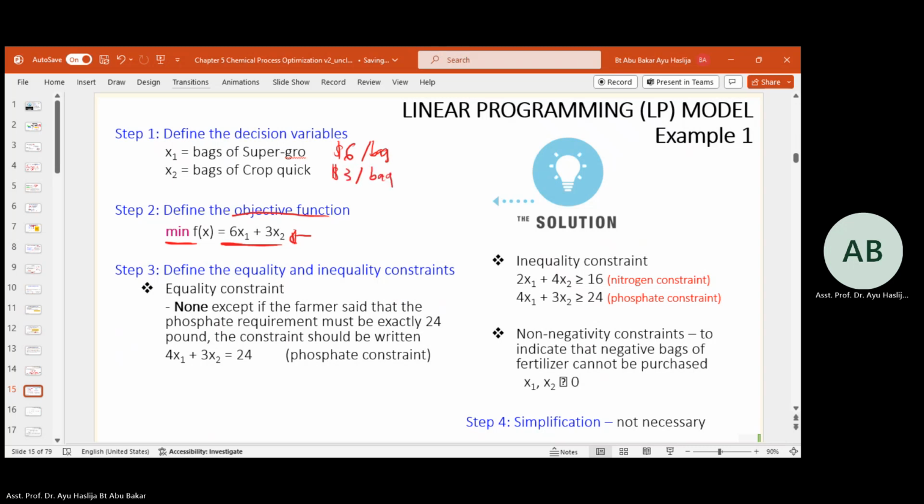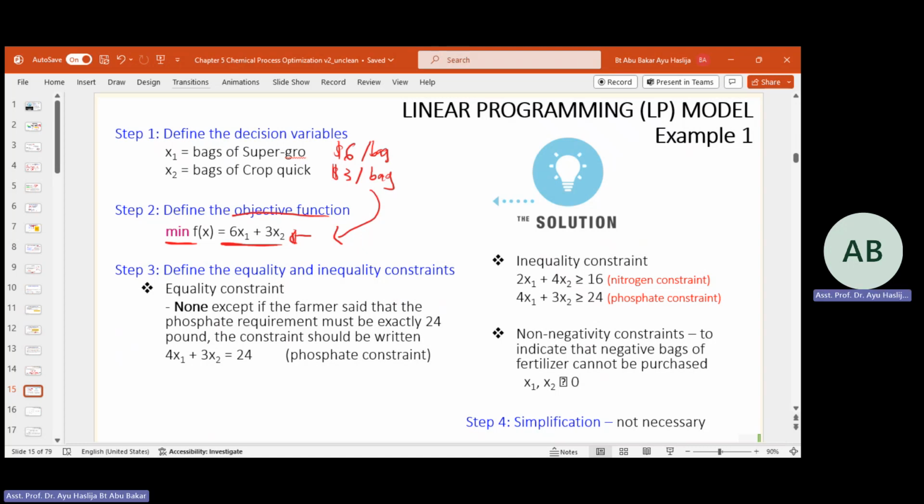Okay, from the cost, we take that. Okay, the objective function. Okay, up to there, do you understand how we get the equation? This one, we take the cost because the objective function is to minimize the cost.